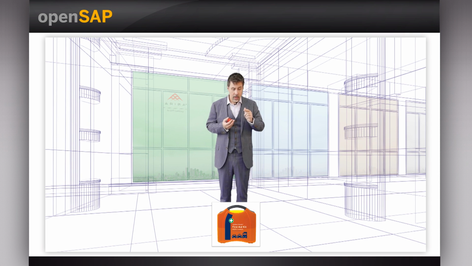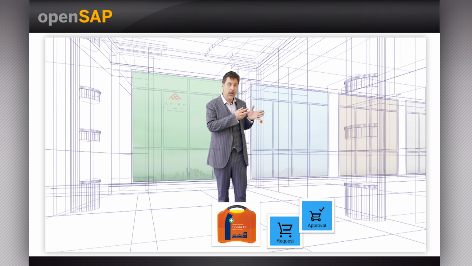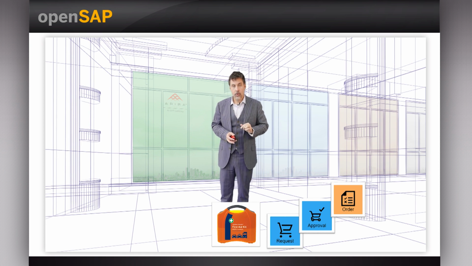So Peter goes into the internal catalog and makes a requisition with first aid kits. This then needs to be approved by his boss, and then it becomes a purchase order. For the sake of simplicity, when you see blue, it's related to the buying process. When it's going to be orange, it's the pay or the supplier interaction. And later, when we're going to look at green, it will be the planning phase.